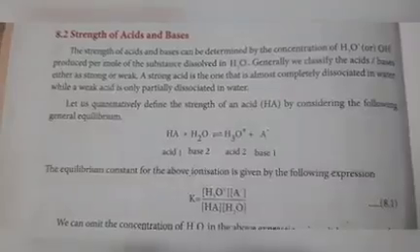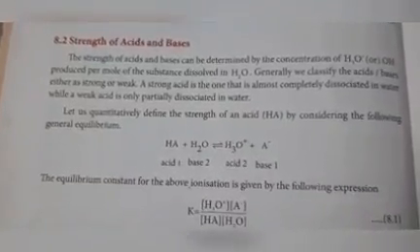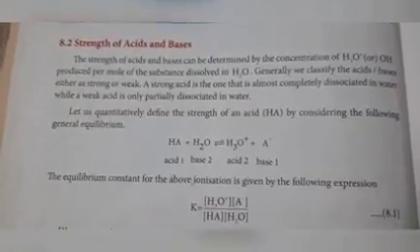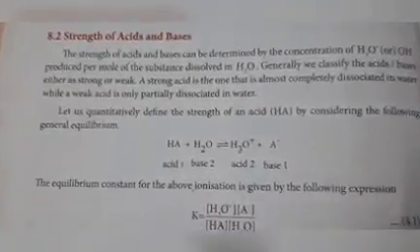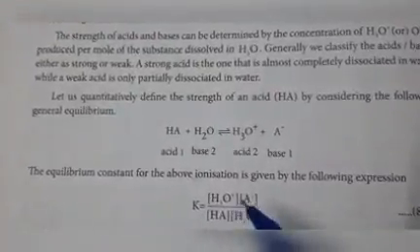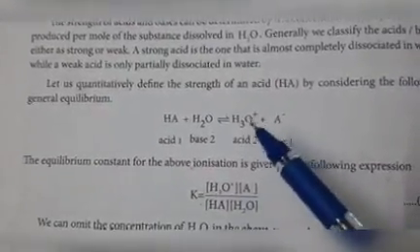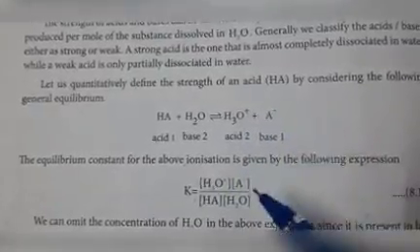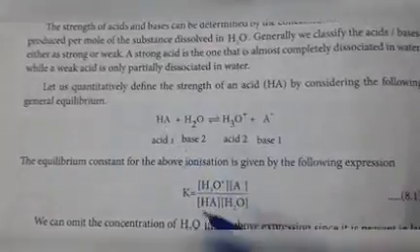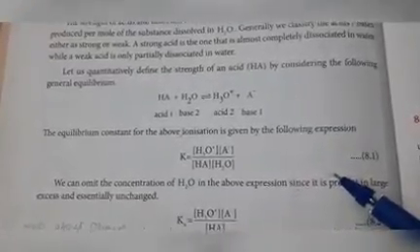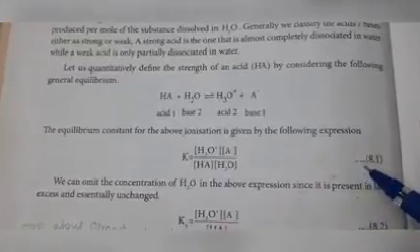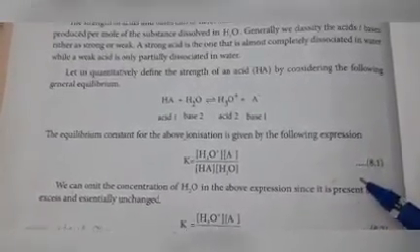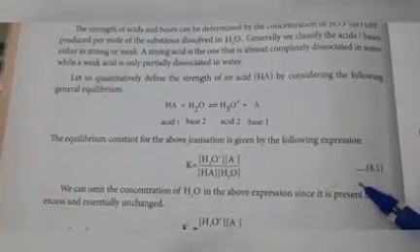Write the equilibrium constant for the reaction. Already you have studied this in your 11th standard. For equilibrium, you already know how to write the Kc value and Kp value. For this reaction we are going to write the equilibrium constant: product by reactant. That is, the concentration of H3O+ times the concentration of A- divided by the concentration of HA times the concentration of H2O. We can omit the concentration of water in the above expression since it is present in large excess and essentially unchanged. You already know this: pseudo first order, which we learned in our chemical kinetics lesson.